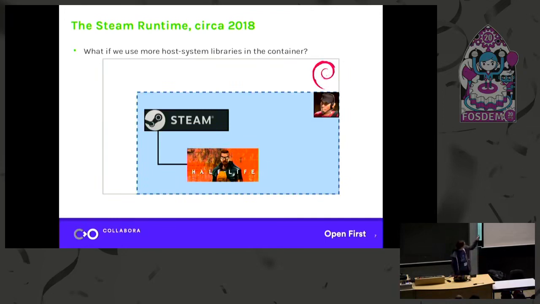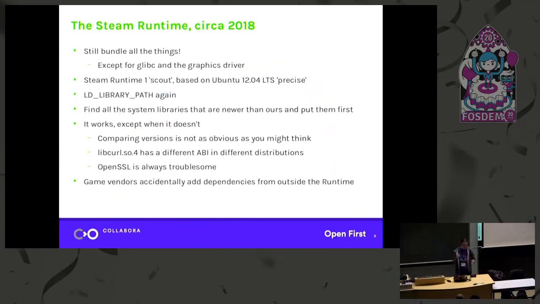So what we now have, you'll notice it's the same diagram, but the box is a bit paler now, because instead of using all the libraries from the runtime, we are now looking at those libraries, comparing them with what's on the host system, and picking whichever one we think is newer.